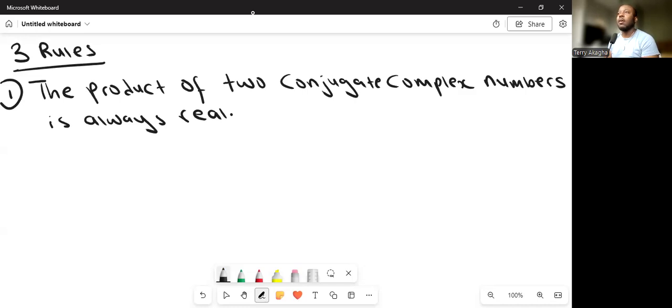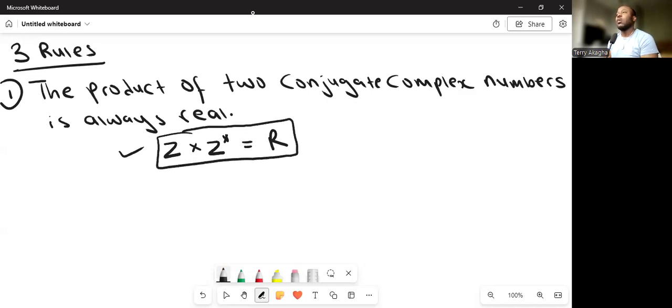So that means when you have something like z multiplying z asterisk, it is going to give you a real number. All right. It's going to give you just the real part of it. So you need to keep that in mind. The product of 2 conjugate complex numbers is always real.